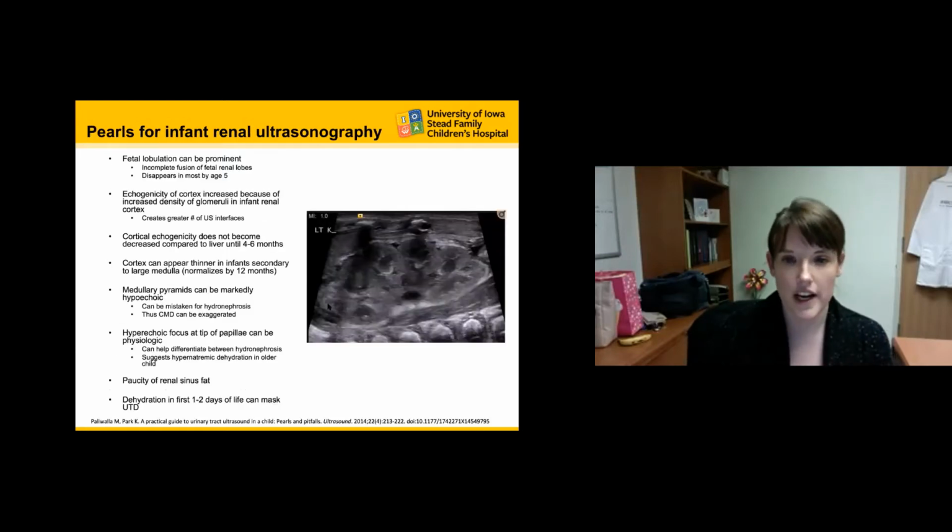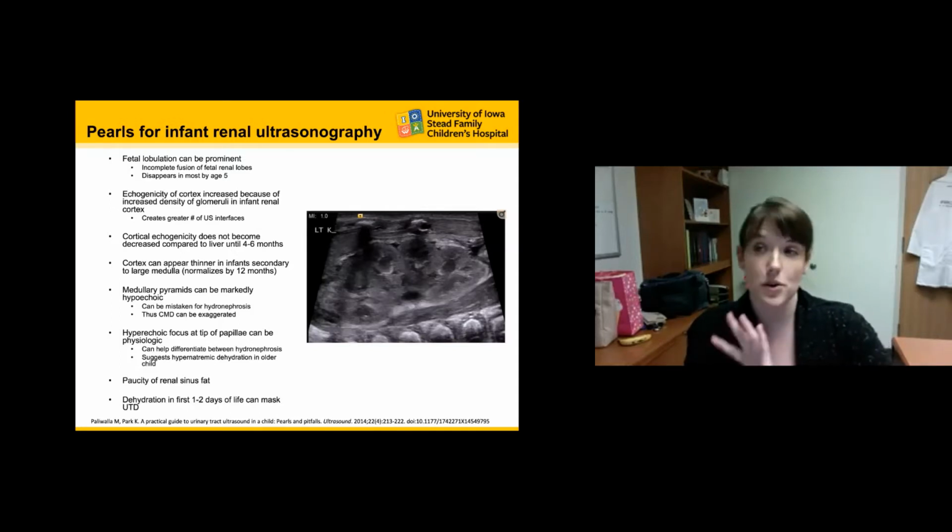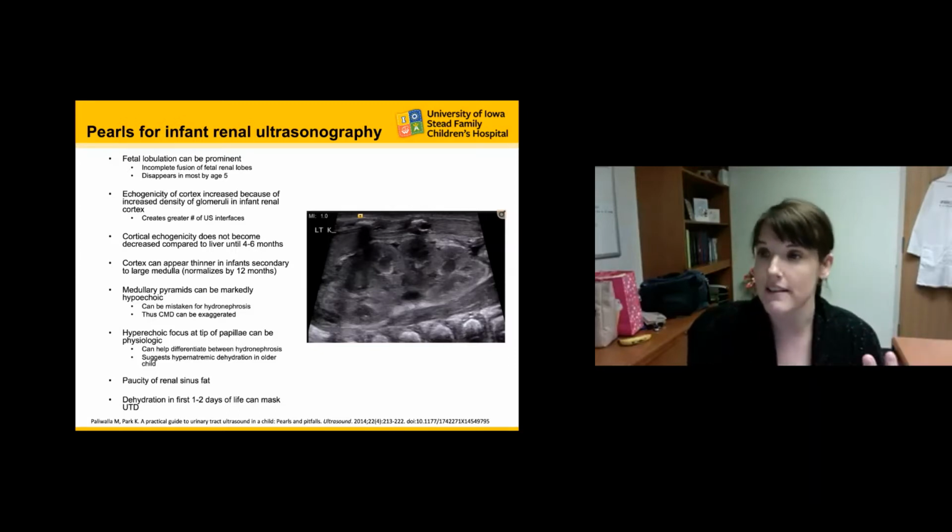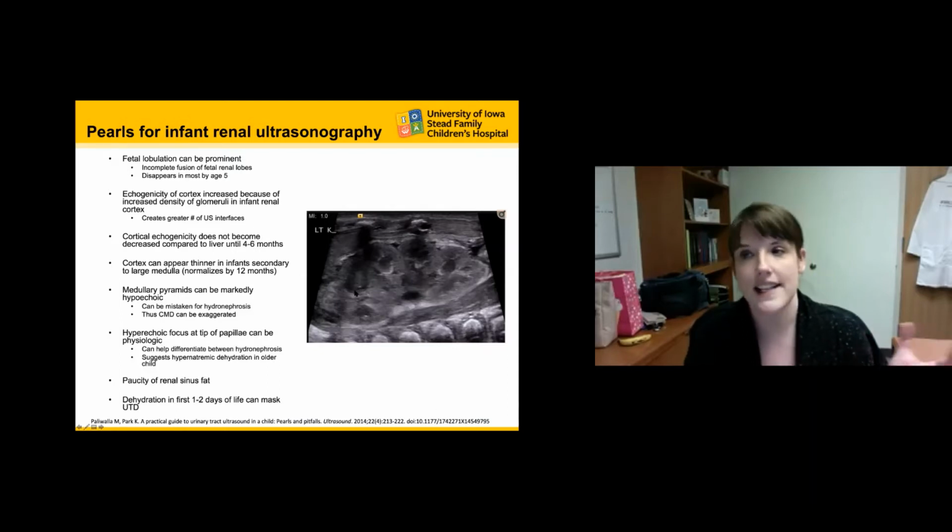Just thinking of what a normal renal ultrasound looks like, starting in infancy, because most of the time when you are evaluating and interpreting renal ultrasounds, we're going to be looking at these in infancy because of a diagnosis of prenatal hydronephrosis or some kind of congenital malformation. So I think that infant renal ultrasounds are really important to understand because they can be very different than ultrasounds in older children, adolescents, and adults. I just thought it was important to go over some pertinent points.